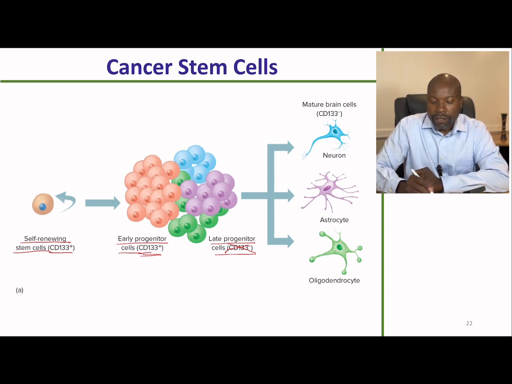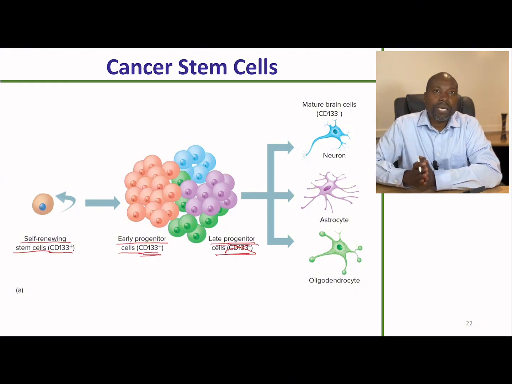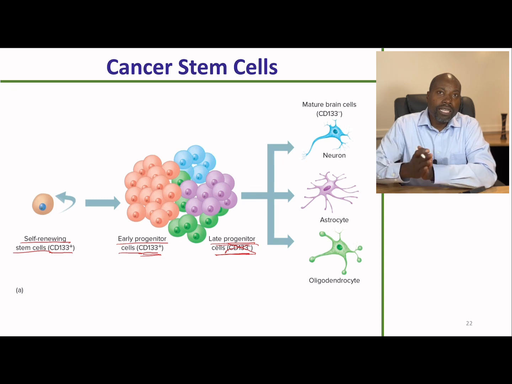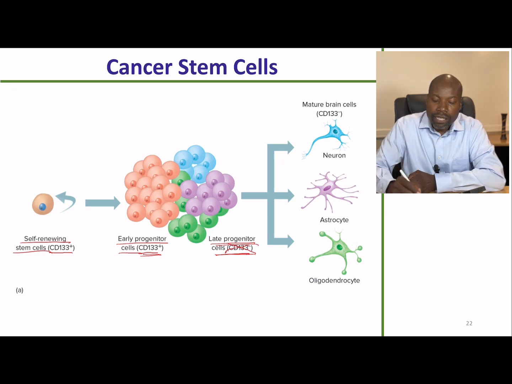What happens is that this gene CD133 plus in late progenitor cell is lost. There we go. That gene is not expressed in late progenitor cells. There we go. And by the loss of that gene, these progenitor cells now are able to differentiate.